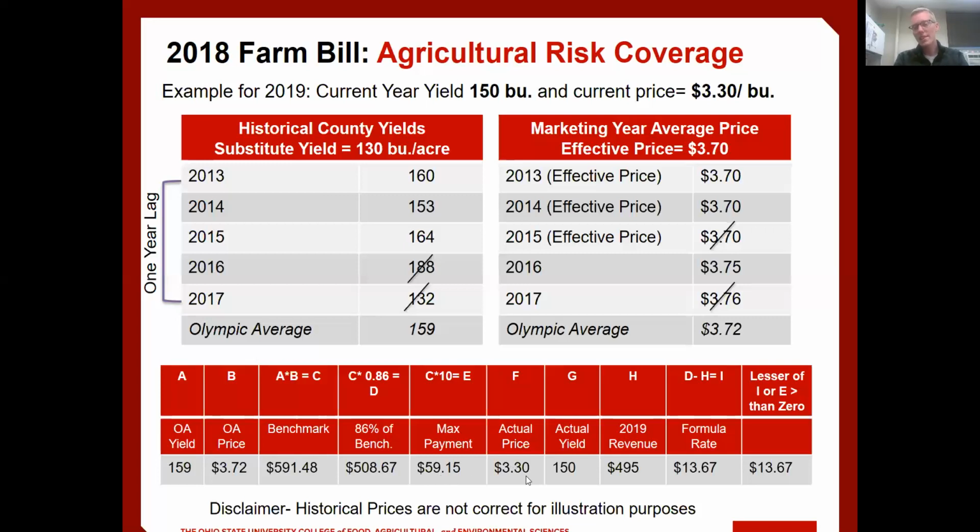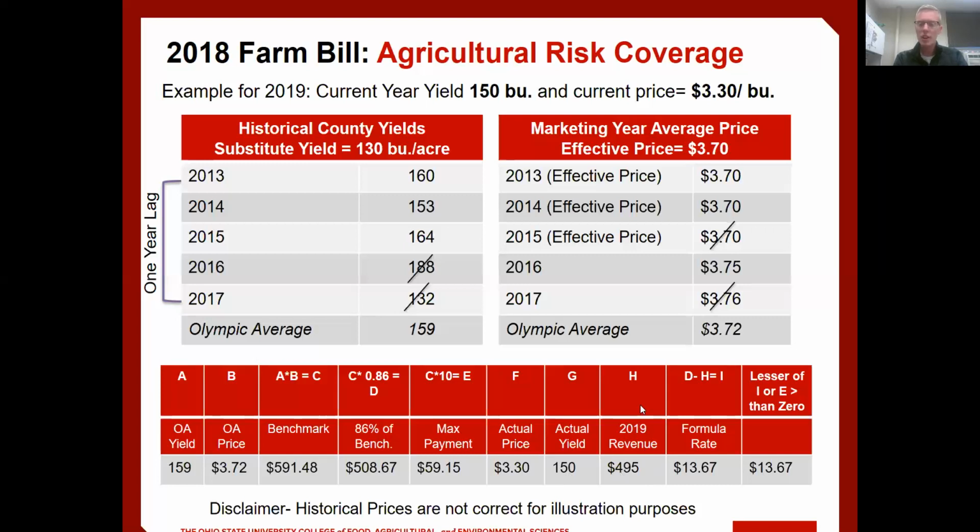Our actual price in 2019, let's say, comes in at $330. It's likely going to be higher than that. But let's just say our actual price for 2019 comes in at $330, which is column F. Column G is our actual yield for the county. So let's say our actual yields for the county are 150. We're going to multiply column F, our 330, times our column G, our 150 yield, and we're going to get a 2019 revenue of $495.